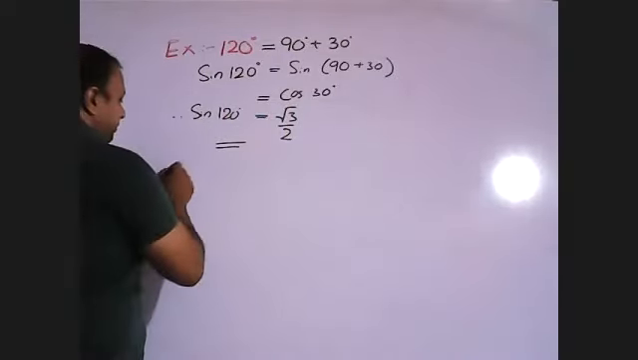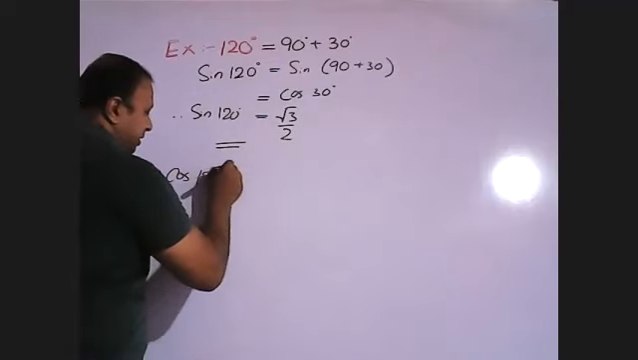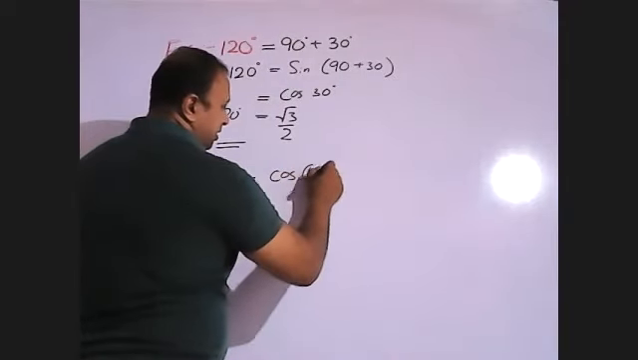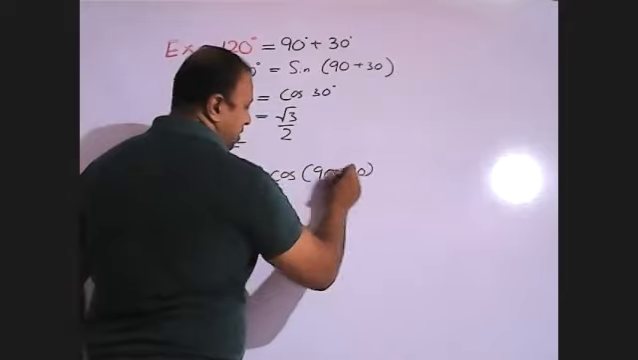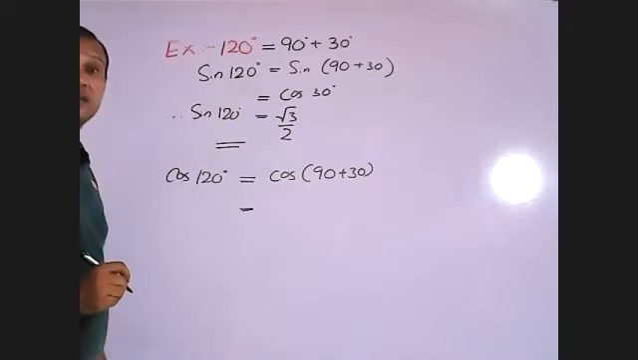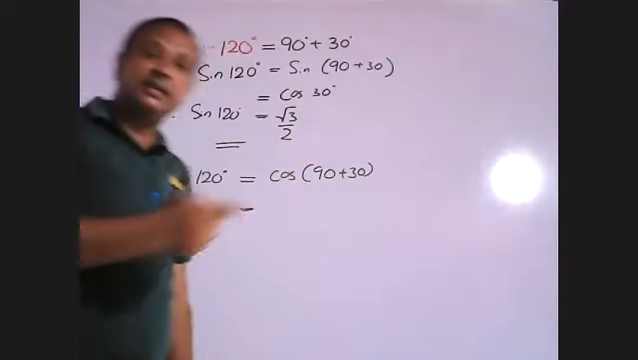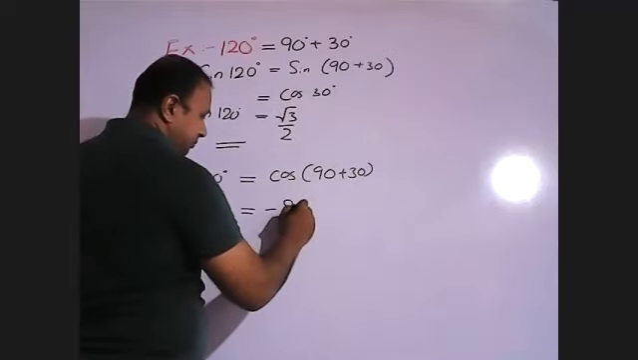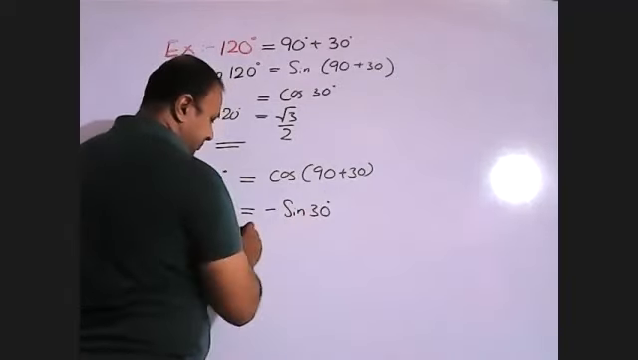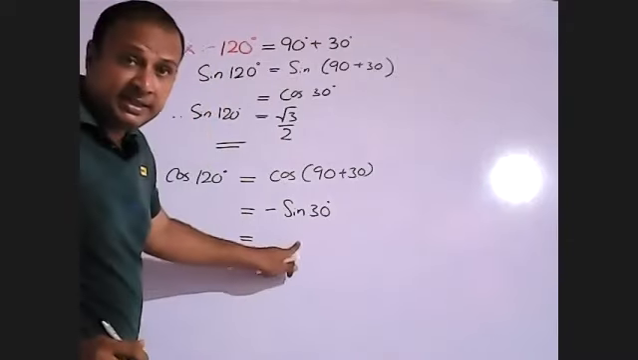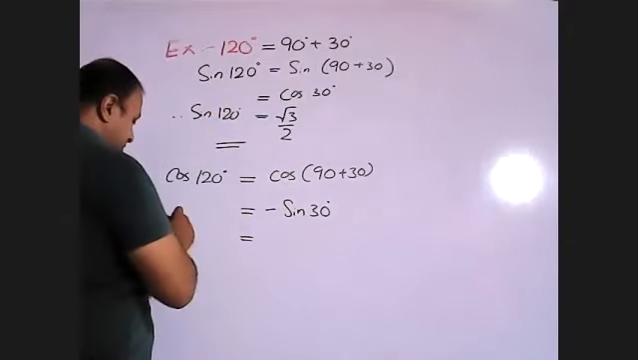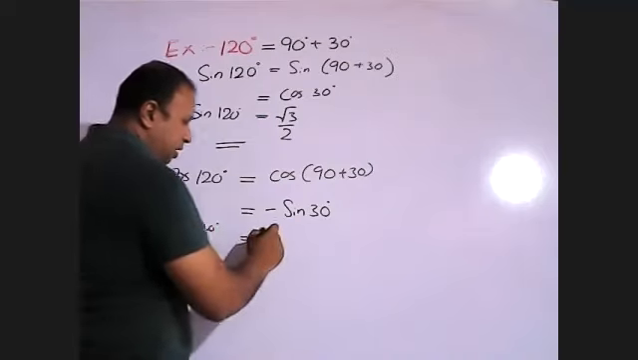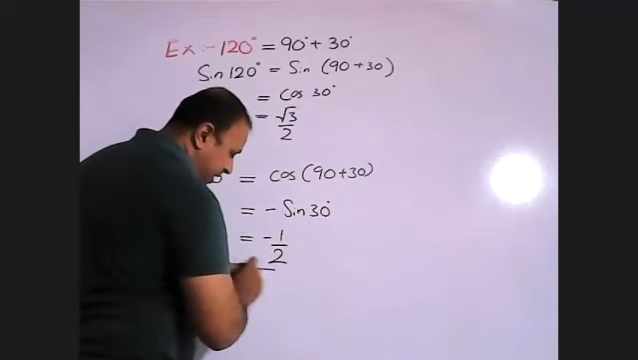Cos 120 can be written as cos of 90 plus 30. Cos 90 plus 30 means minus sine 30. You know the value of sine 30. Sine 30 value is half. Therefore cos 120 is equal to minus half.